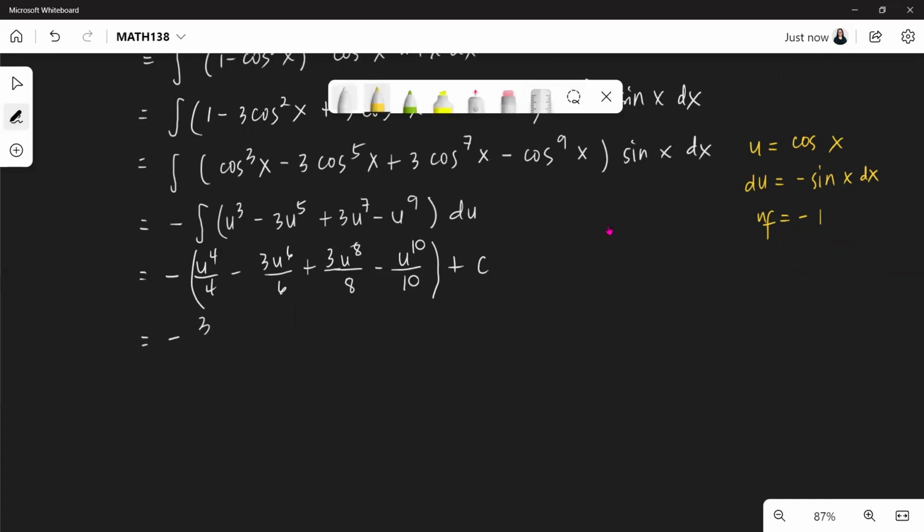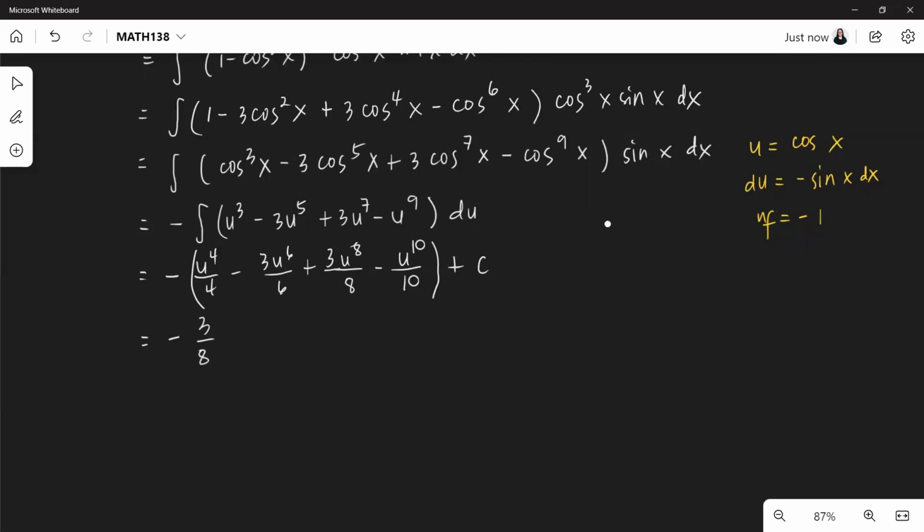So we have a negative of 3 to the power of 8 over 8. That's negative 3/8. And then cosine of x raised to the power of 8. Or you can write it as this one.